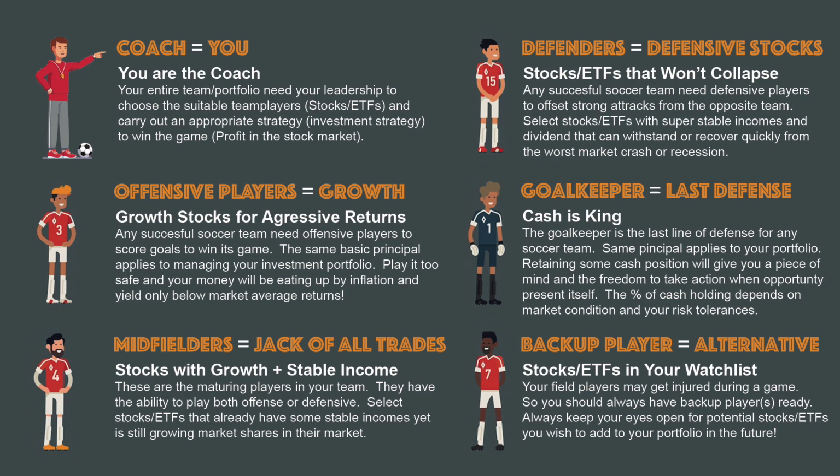Now, we've got the offensive players. This represents the growth stocks within your portfolio. Some outstanding examples of this type of player are Tesla and Amazon. Then we've got the midfielders. The midfielders are capable of playing both the offensive and defensive roles. Referring to stock picking, you want to pick stocks that are already profitable yet still gaining market share within their industry. Good examples are Microsoft and Walmart.